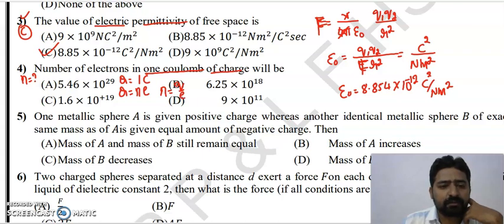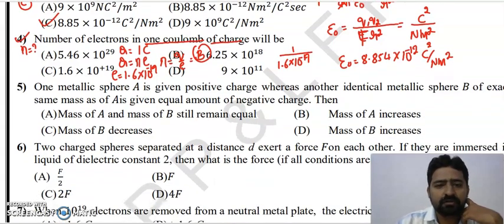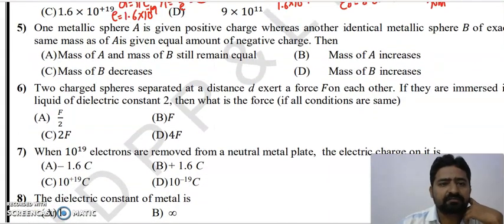What is the value of E? E is equal to 1.6 into 10 to the power of minus 19 coulomb. Now you have to put in the values: 1 divided by 1.6 into 10 to the power of minus 19. So that is 6.25 into 10 to the power of 18 electrons. Option B is the right answer for the fourth question. So let's move to the fifth question.